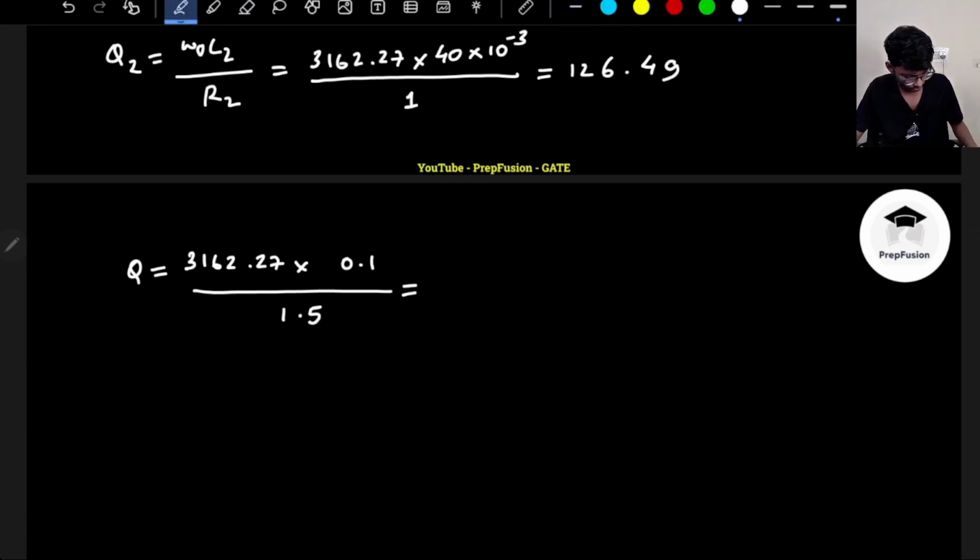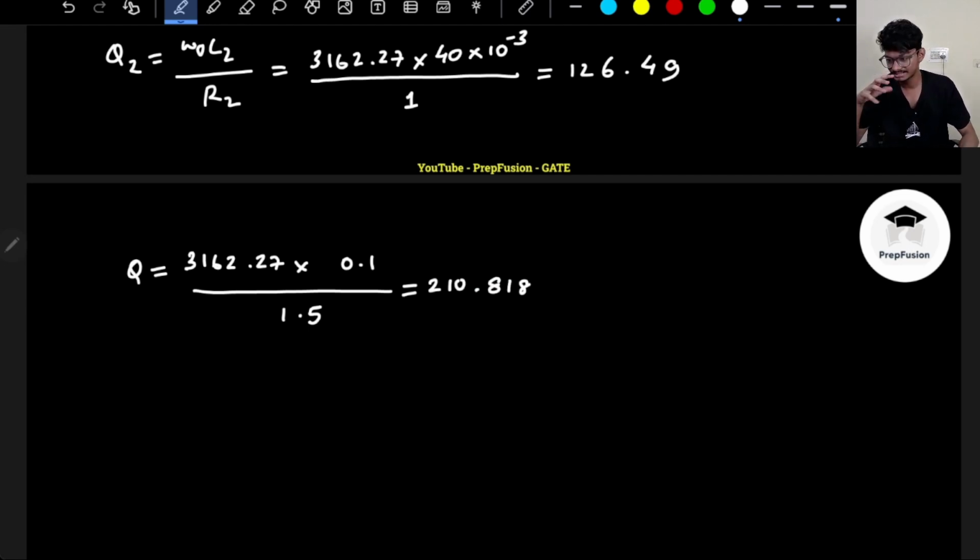Okay, so 3162.27 into 0.1 divided by 1.5. So this will be 210.818. Okay, so this is the quality factor of the overall coil.